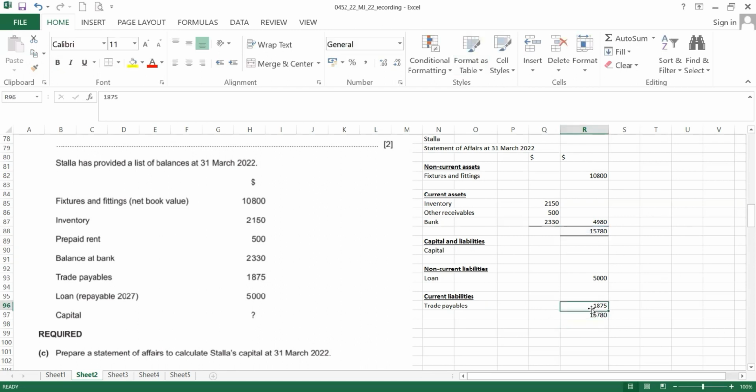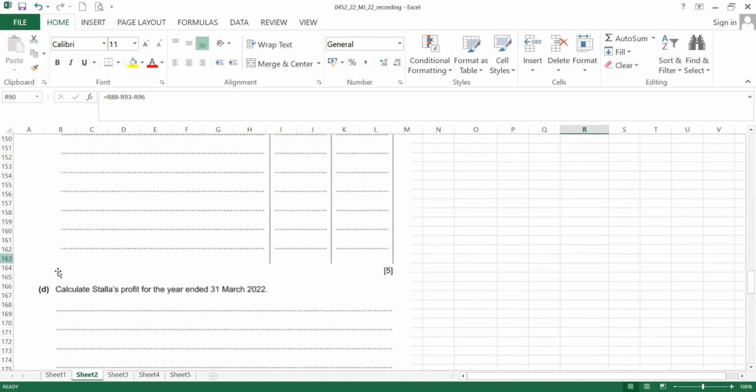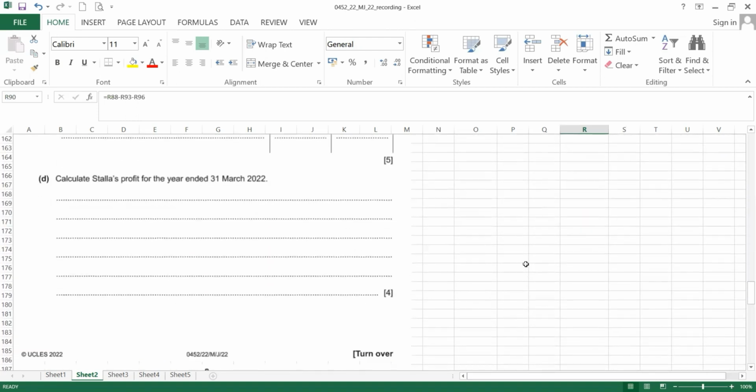So this total must be the same. Okay, we take the total minus liability. So this one should be our capital amount. Okay, now next is that they ask to calculate the profit for the year. So let's calculate the profit for the year.